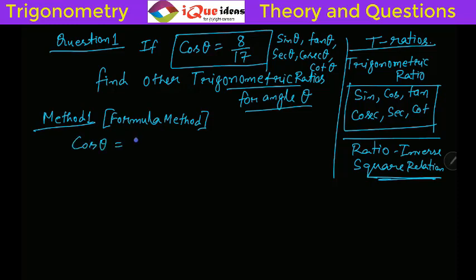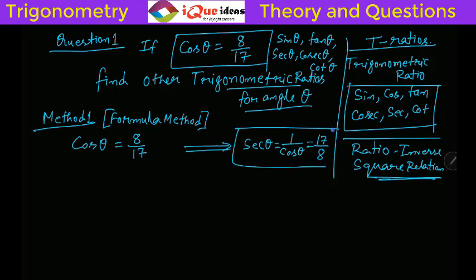So cos theta is equal to 8 by 17. From there, straight away, sec theta will be equal to the inverse of cos theta. So 1 by cos theta, which is the inverse of cos theta, that is 17 by 8. So one of the other trigonometric ratios we already have got.